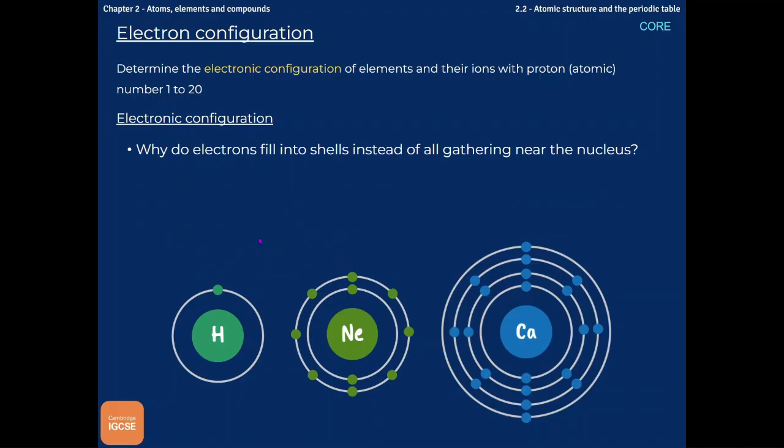Why do electrons fill into shells instead of all gathering near the nucleus? Right. So I mentioned earlier, electrons are negative, protons are positive. They want to be close to the nucleus. Why? Let's think of these two, neon and calcium. There's a bunch of electrons. Why don't they all just hang out next to the nucleus? Take a second to think about that. Maybe talk to your neighbor about it, and then we'll talk about it.